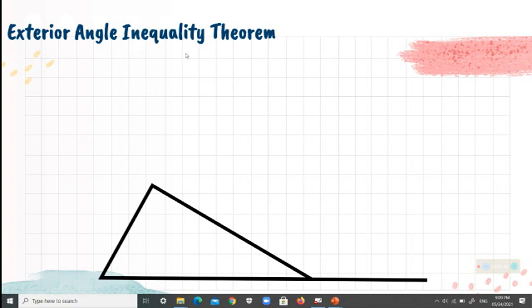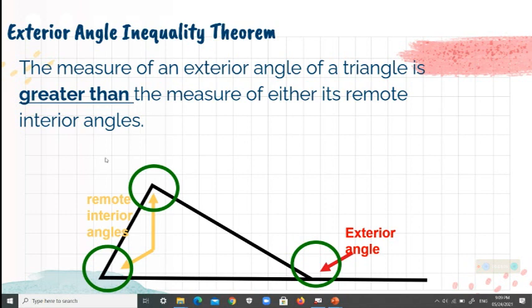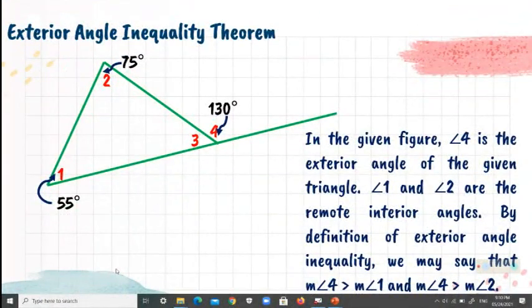Next, let's have the exterior angle inequality theorem. The measure of an exterior angle of a triangle is greater than the measure of either of its remote interior angles. So in our figure, we have the exterior angle and the remote interior angles. We may say that this exterior angle is greater than this remote interior angle, and again, this exterior angle is greater than this remote interior angle below. Okay? So, let's have this example.